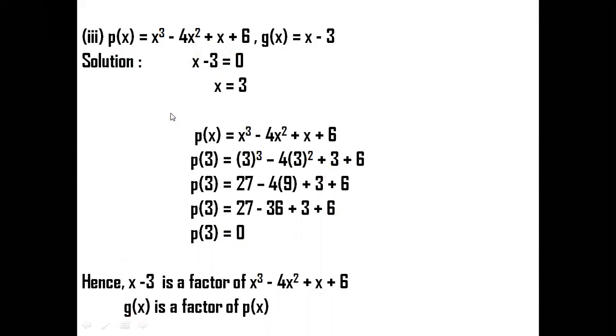If you have understood, question number 1 and question number 2 were very similar. The only difference was the way in which the question was framed. I hope this is clear to you now: how to find whether the given polynomial is a factor of another polynomial or not.